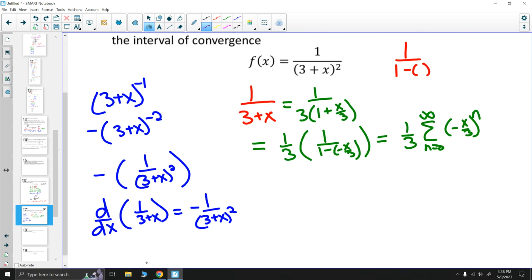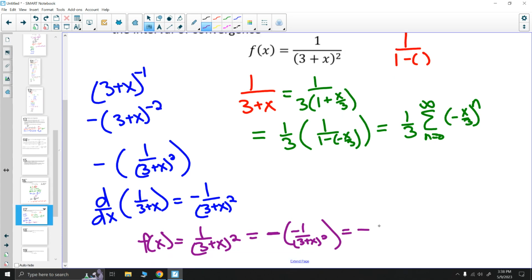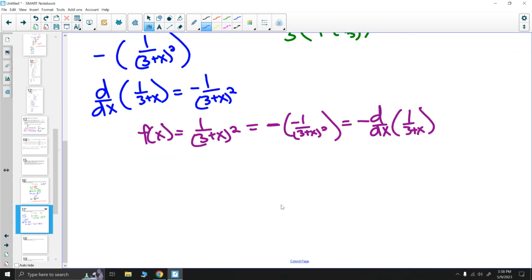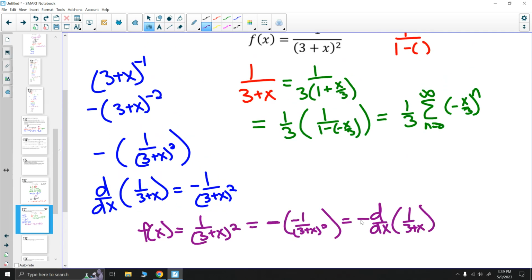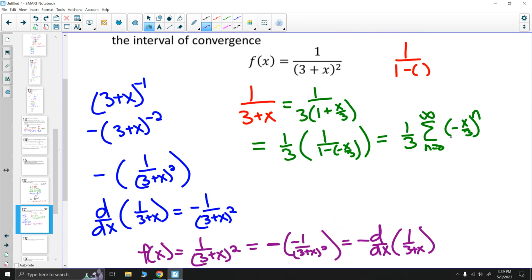What I need to do is, well, f of x, which is equal to 1 over (3 plus x) squared, this thing is equal to negative the negative 1 over (3 plus x) squared, right? It's the opposite sign to this quantity. That is to say, it is the negative derivative of our 1 over 3 plus x. So that's how we can force our derivative into the form that we need: just switch the sign.